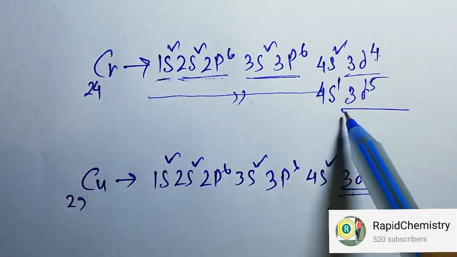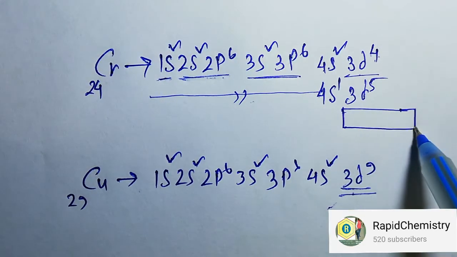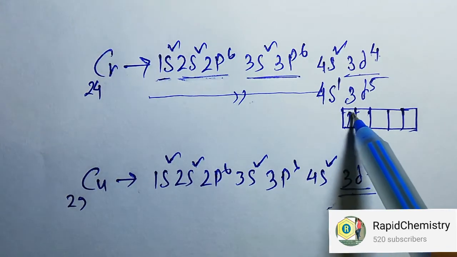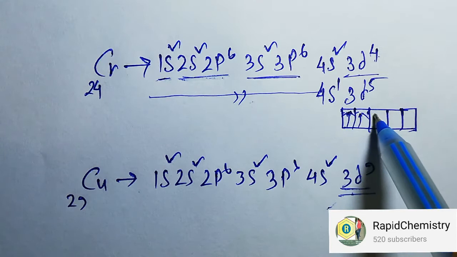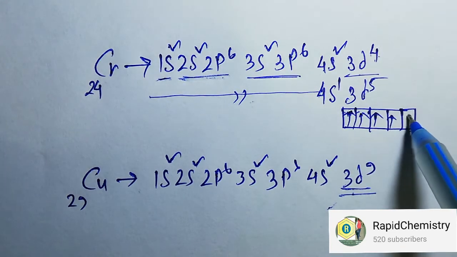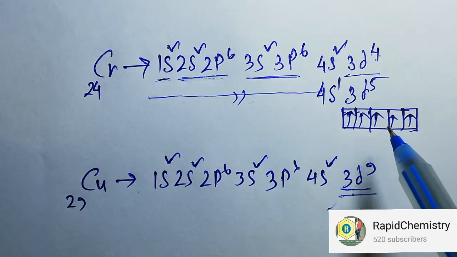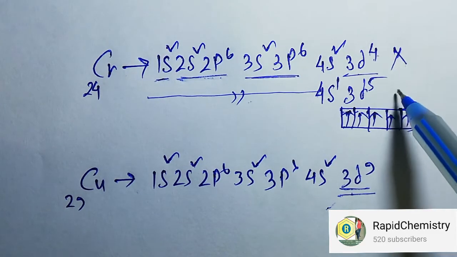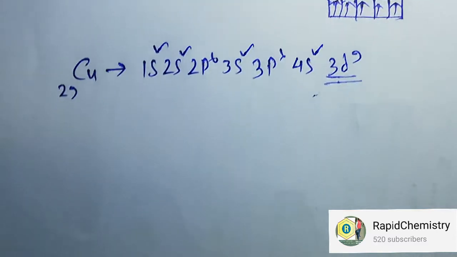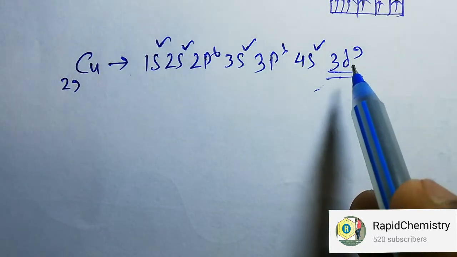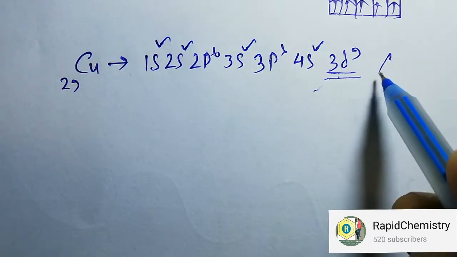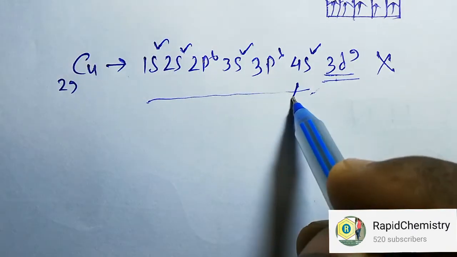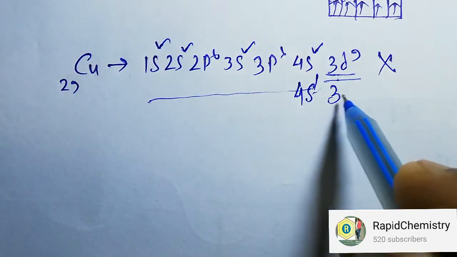3d has 5 degenerate orbitals, and these 5 degenerate orbitals having 1 electron each becomes very much stable, and that's why such a tendency is observed. So you have to write the electronic configuration for chromium accordingly. Similarly for copper, d9 is there, but you should not write it like that. You should write the same up to that much, and here 4s1 3d10.